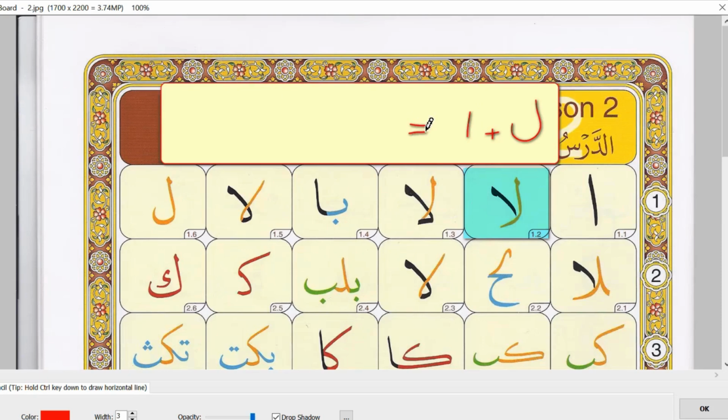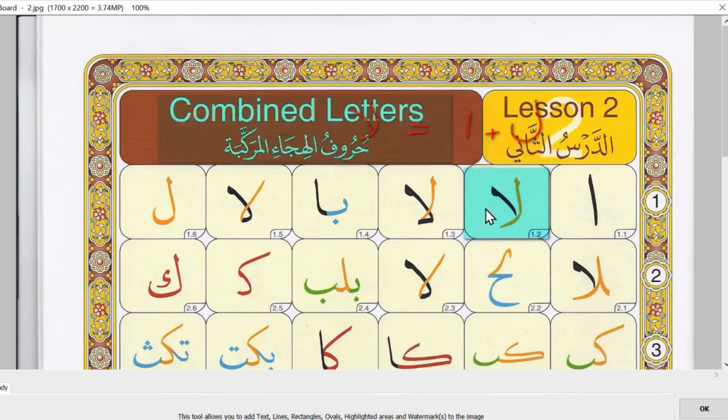These two letters are connecting each other. They will not keep the same shape. The first shape is short, and the second shape is on top of it. Like first is lam and the second shape is alif, and when these two letters are connecting each other, they will not keep the same shape. They will change. Okay, lam alif. Now we will start from here. Lam alif, and the next one is lam alif.